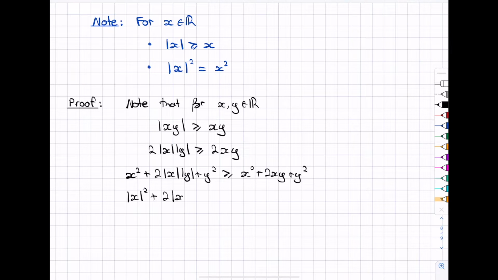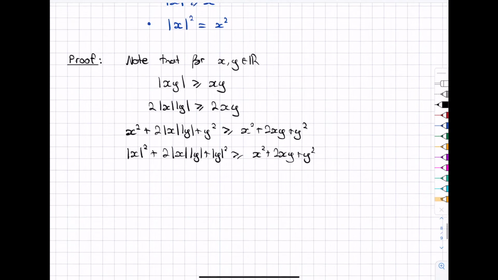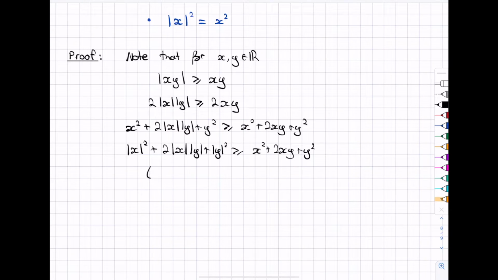So now, on my left-hand side and on my right-hand side, I really have two binomials, or two perfect squares, plus y squared. So I'm going to write them as binomials, as perfect squares. On the left-hand side, I've got the absolute value of x plus the absolute value of y all squared. And on my right-hand side, I've got x plus y all squared.